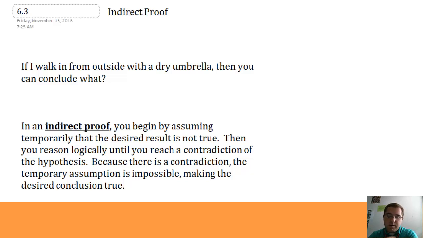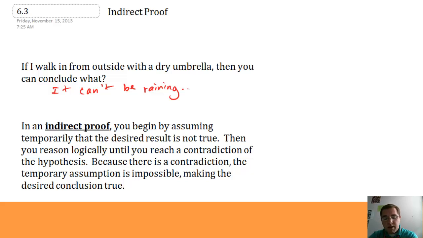If I were to walk in from outside with a dry umbrella, and I show you that dry umbrella, then what can you conclude? What do you think? That's right. You can conclude that it must not be raining. It can't be raining, because if it was raining, my umbrella would be wet. So that's kind of how an indirect proof works.